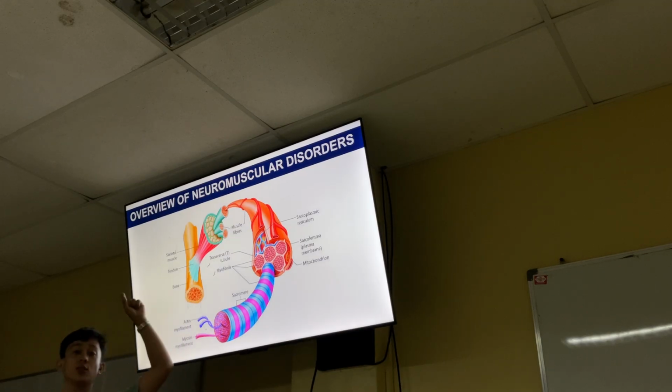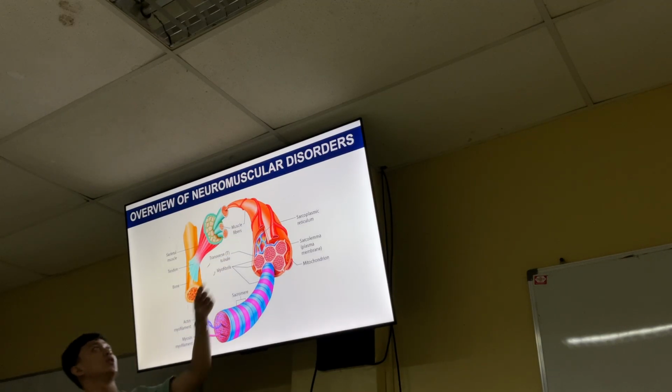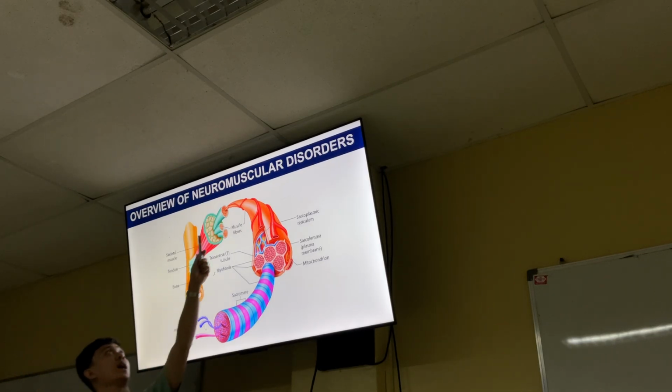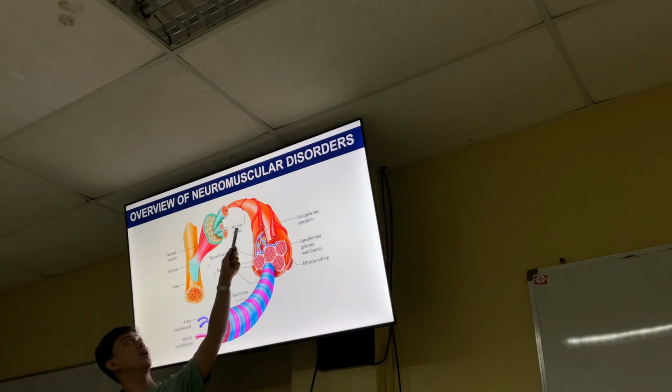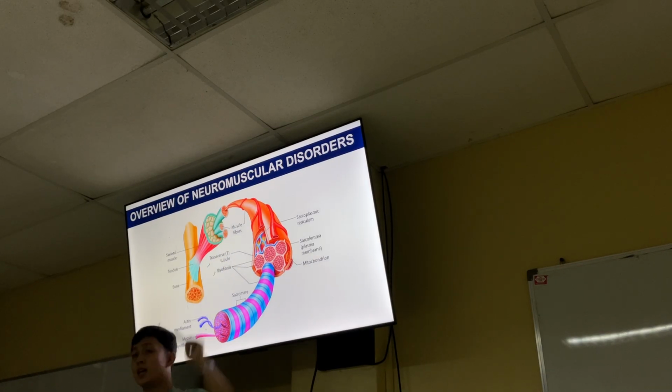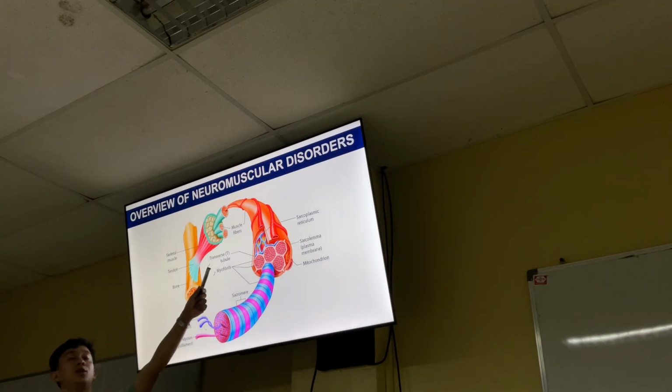If we go into specific parts, we have here your fascicle. It was not included, but this one is your fascicle. What is inside the muscle is what we call your fascicle. Your fascicle is a bundle of muscle fibers. Inside your fascicle are your muscle fibers. So, the muscle is composed of multiple fascicles, and your fascicle is composed of multiple muscle fibers.